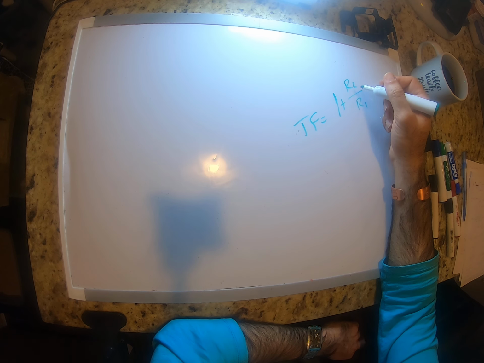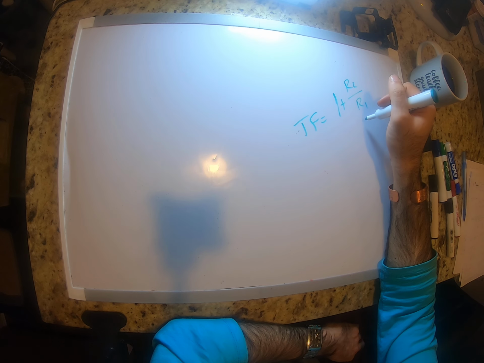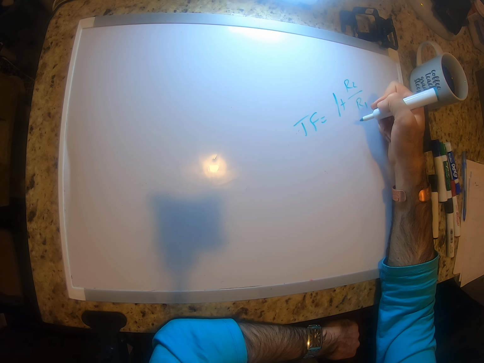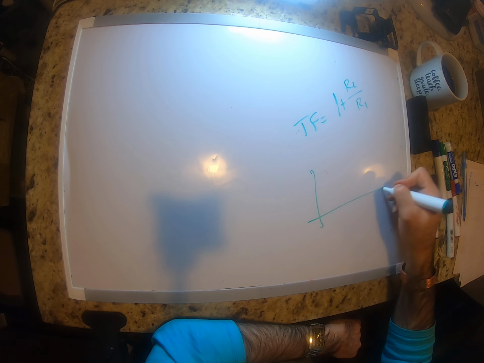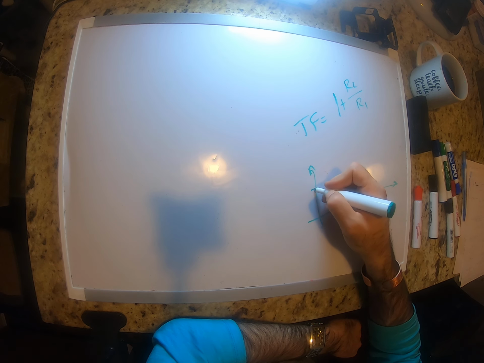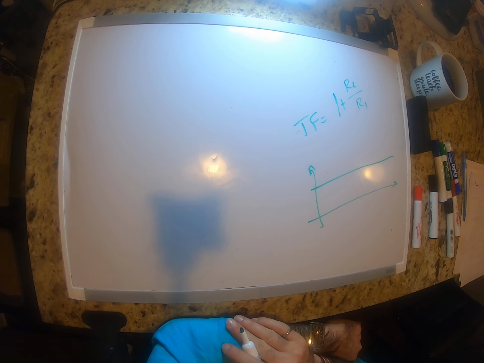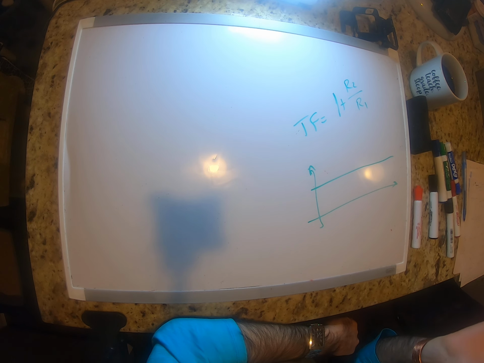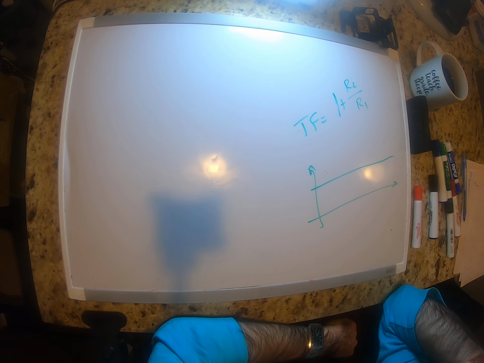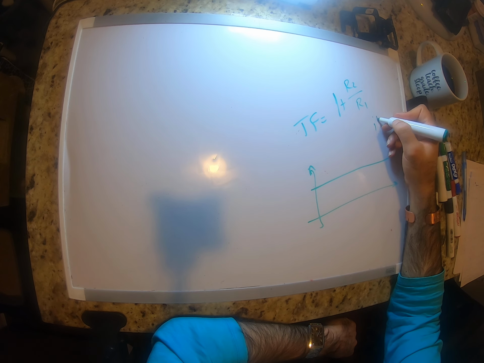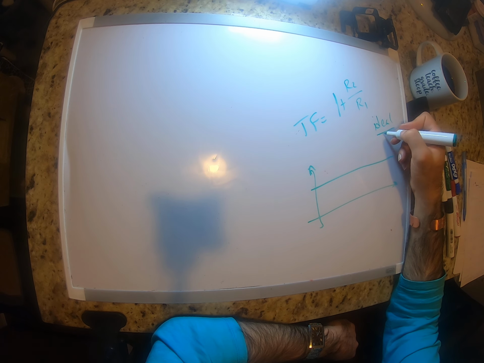What kind of filter is it? Does it pass low frequencies or high frequencies? Actually, this is a transfer function that's supposed to be constant for all frequencies, right? So it's an all-pass filter. It passes all frequencies. Of course, this is an ideal op amp.